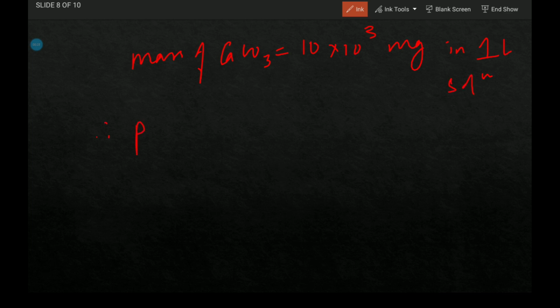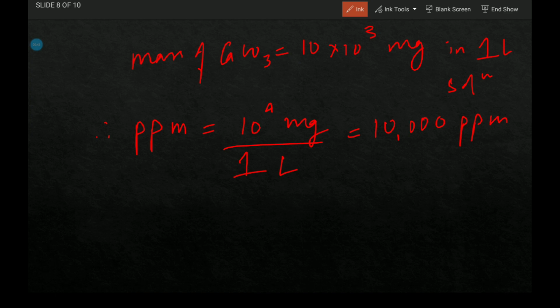Let us take this forward. So the mass of calcium carbonate in the solution can be written as 10 into 10 to the power 3 milligrams. And we know that the easier way to calculate ppm is by taking the ratio of milligram by liter. So the mass of calcium carbonate is 10 to the power 4 milligram in 1 liter of the solution. Therefore, ppm can be calculated as 10 to the power 4 milligram upon 1 liter. Thus, the hardness of the water is 10,000 ppm in calcium carbonate equivalents.